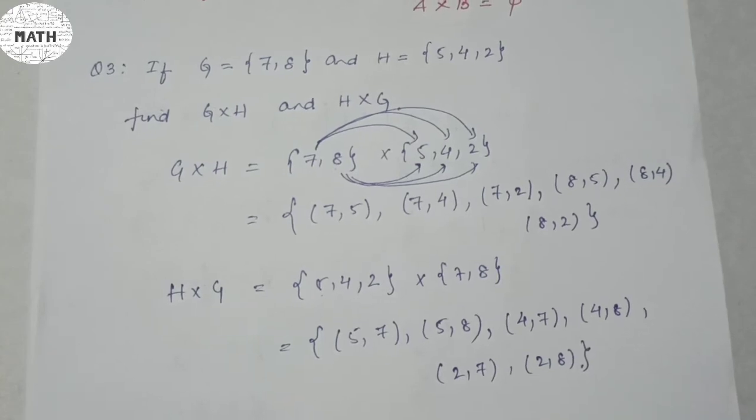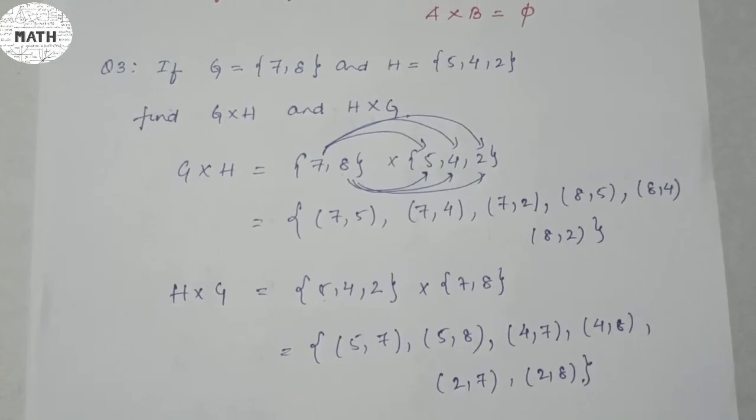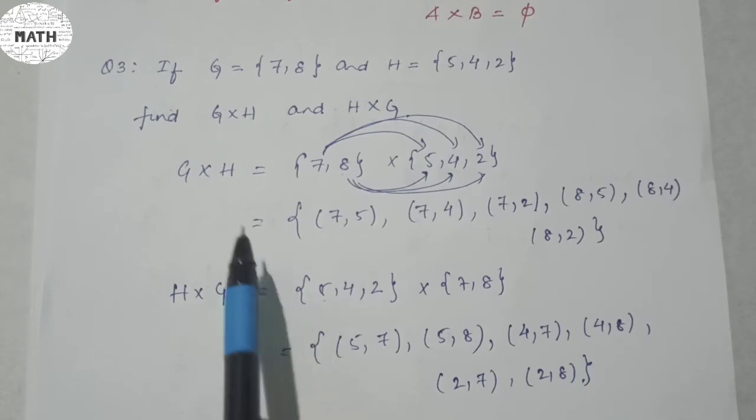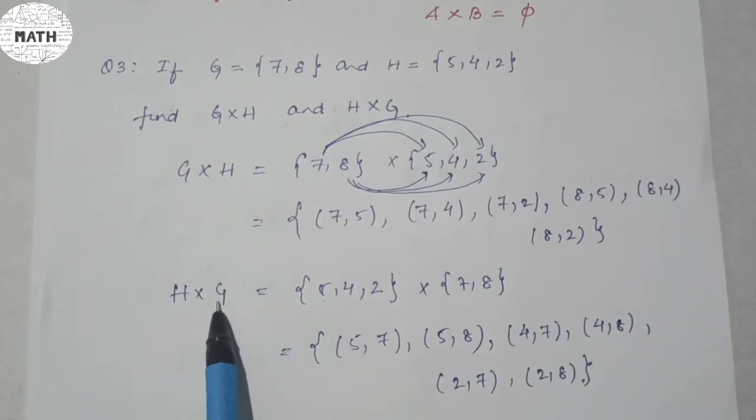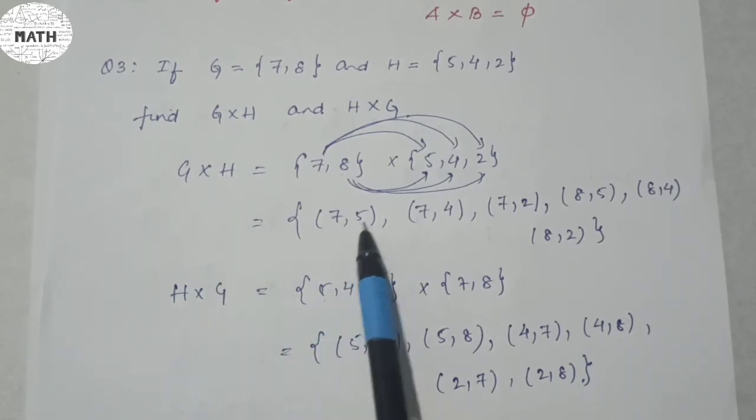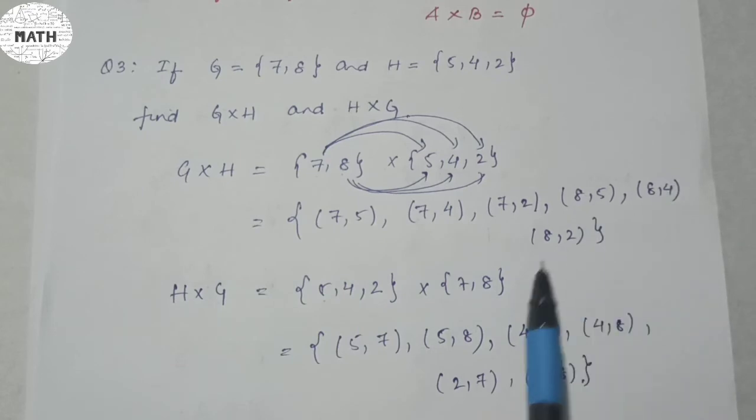Okay, now you can see the similarity between these two is that the number of elements inside both G cross H and H cross G are the same. See, 1, 2, 3, 4, 5, 6. Similarly here I got 1, 2, 3, 4, 5, 6. Alright, so this is all about the Cartesian product.